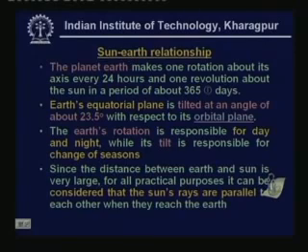Since the distance between Earth and Sun is very large, for all practical purposes it can be considered that the sun's rays are parallel to each other when they reach the Earth. The distance is about 93 million kilometers, so it is very large. So, you can consider the sun's rays to be parallel when they reach the Earth.